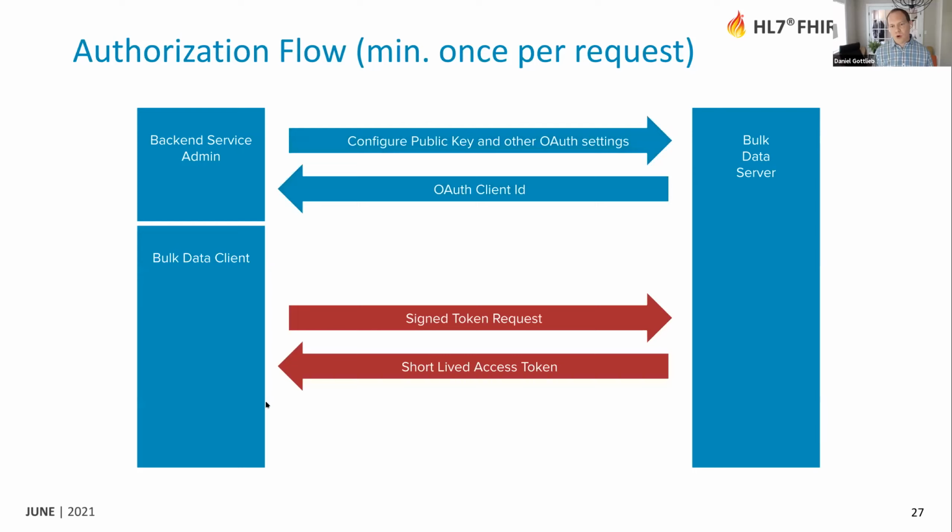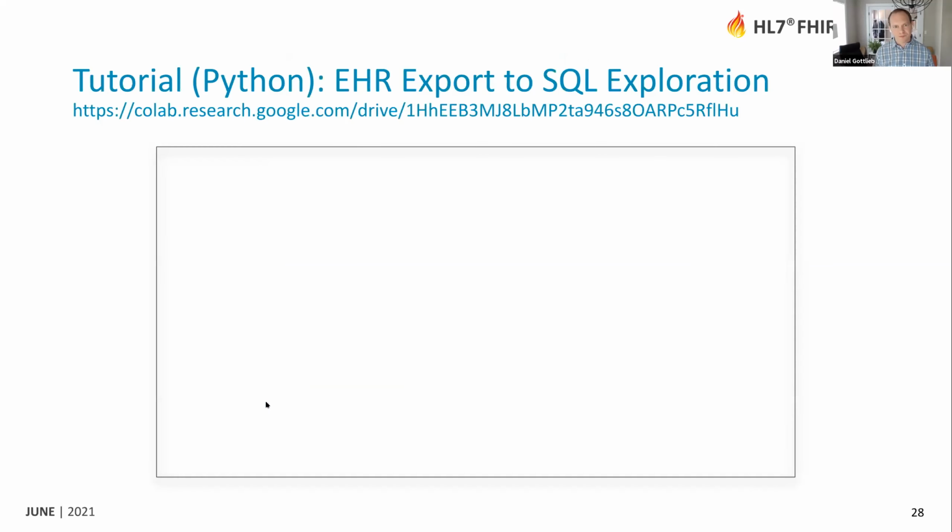Before making a bulk data kickoff request, the client would sign a token request using its private key. The bulk data server would verify that using the pre-registered public key and send back an access token. That access token would get passed in to all of those requests we looked at before: the kickoff request, the status request, and the file retrieval requests. And if at any point that token expires, the bulk data client can just sign a new token request for a new token. So there doesn't need to be any human intervention there.